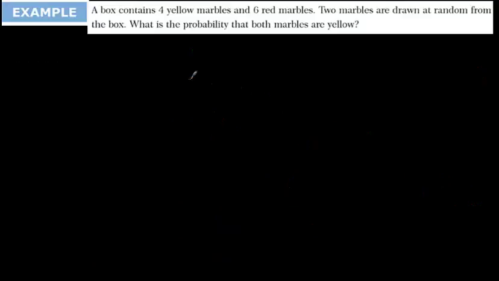Okay. A box contains 4 yellow marbles and 6 red marbles. 2 marbles are drawn at random. What is the probability that both marbles are yellow? Here, when we select 2 marbles, we are going to use this method. Totally there are 10 marbles and we select 2 marbles, and this is the number of elements in the sample space. In the sample space, we are not giving importance to the colors of the marbles. So from 10, we are selecting 2 of them.